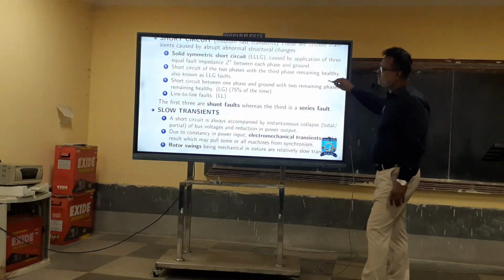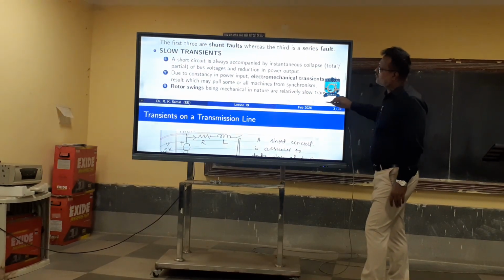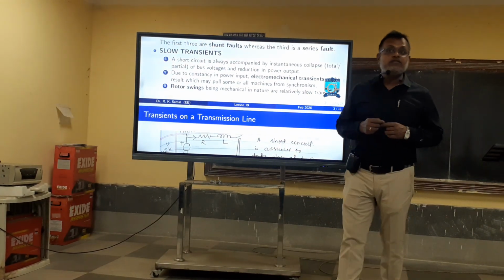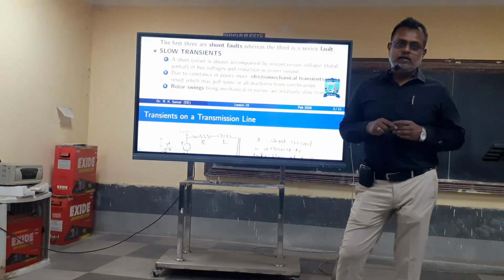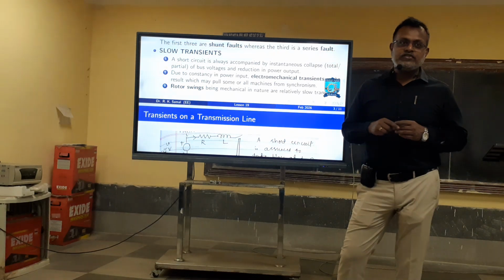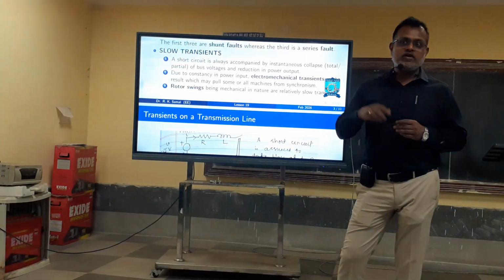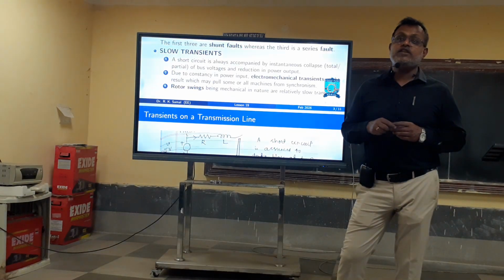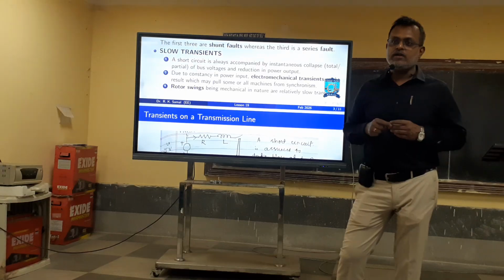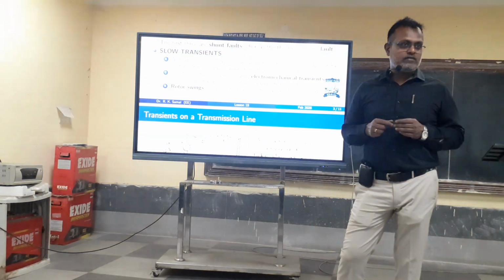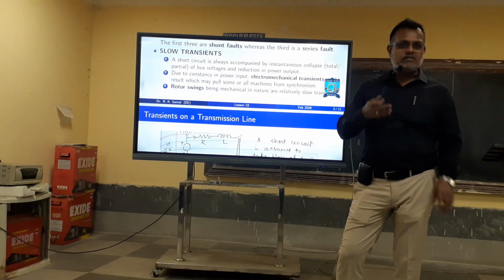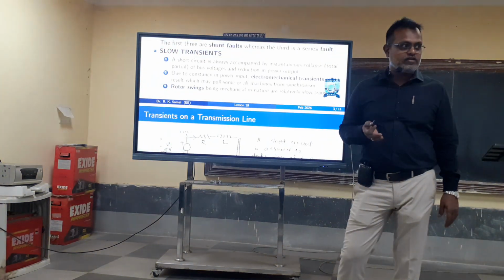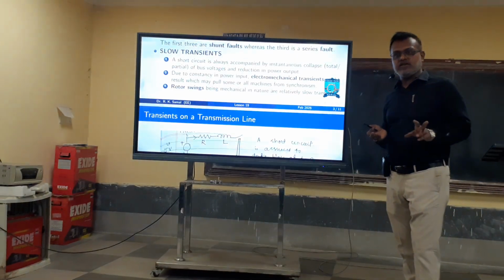The third type of transients is a slow transient. Slow transients are the ones we discussed during our stability module 3, which are oscillations because of a fault in the machine. These are not very fast because of the rotating nature, the inertia. We have a moment of inertia down there. Because of the huge mass, this is not that fast. So these are known as slow transients. Hunting phenomenon is a slow transient, but nevertheless it is a transient.